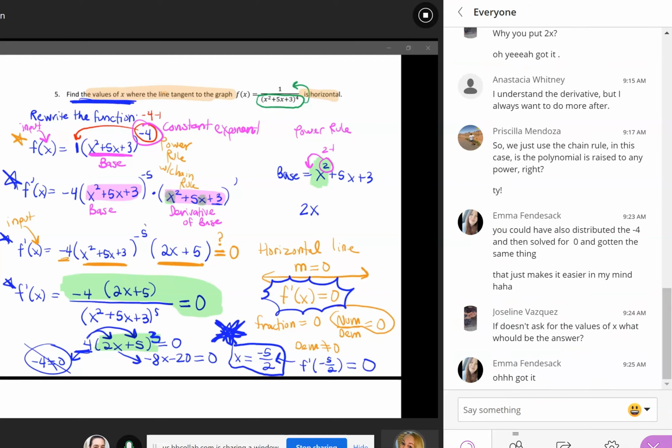And Jocelyn asks, if it didn't ask for the values, then that wouldn't even be part of the question. Yeah, so they might have just said find the value, or they might have just said find the derivative, Jocelyn, or something. It's just because they asked us to find where the tangent line of the graph is horizontal.